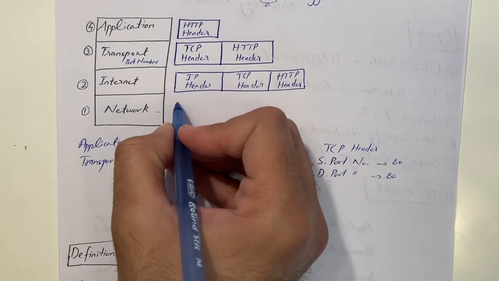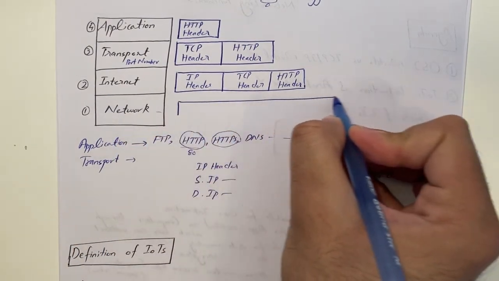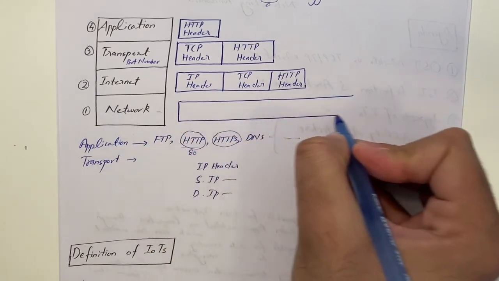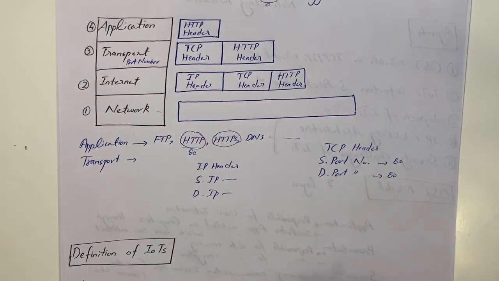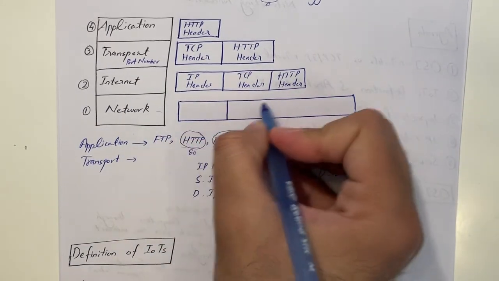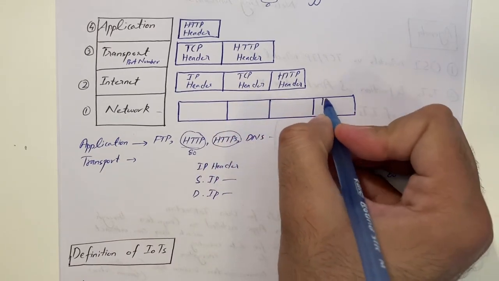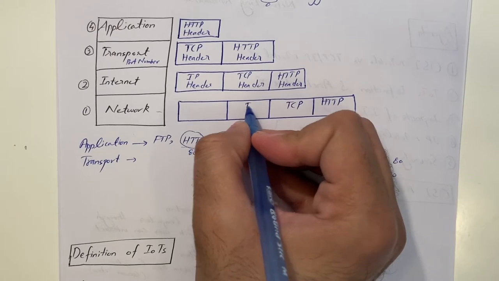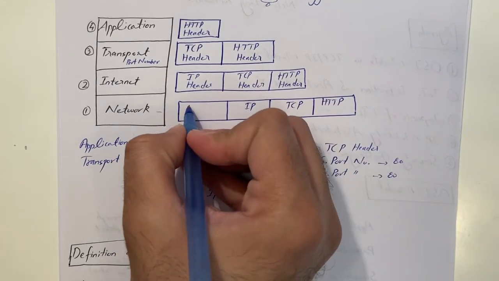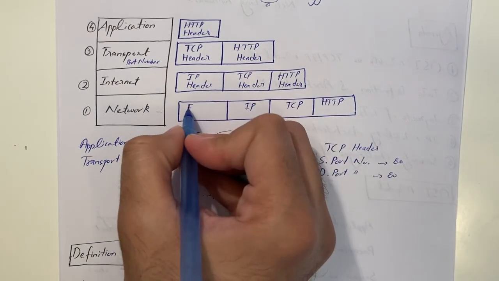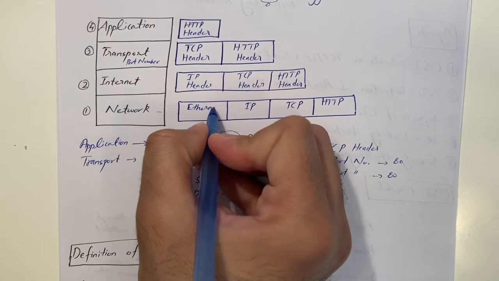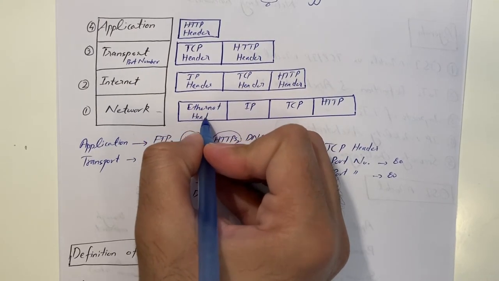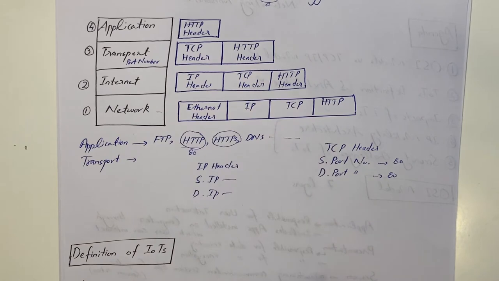Last is the network layer, the MAC layer. When the packet passes through it, it will add the information of MAC addresses. So the rest of the stuff will be the same. Like you will have the HTTP header, the TCP header here, and the IP header here. The last is basically the Ethernet header. So this Ethernet header has the information about the MAC address.